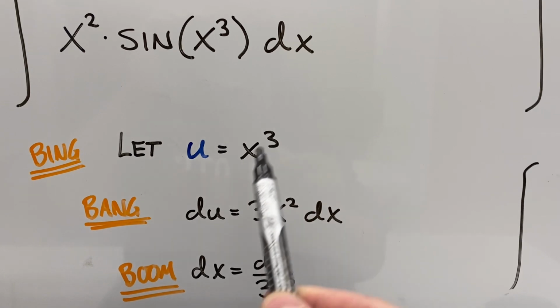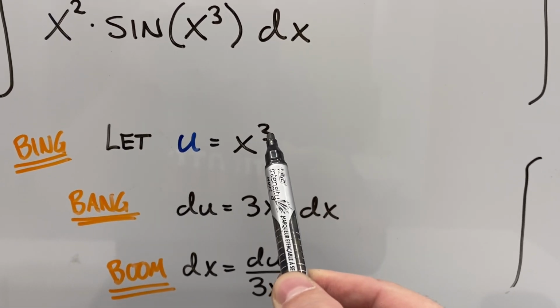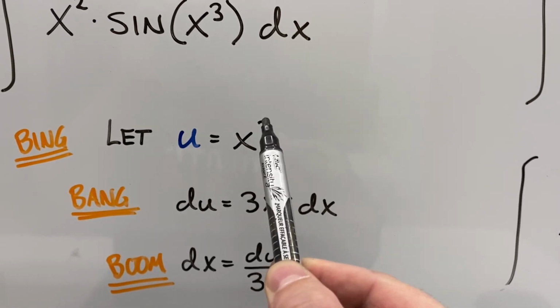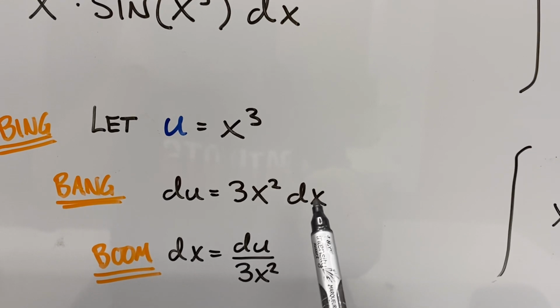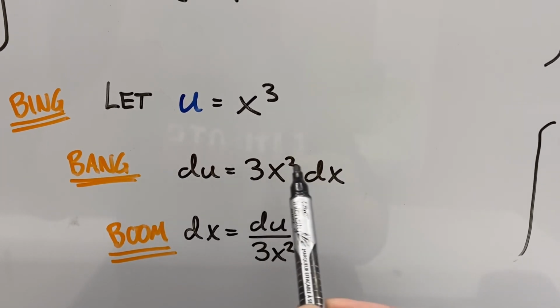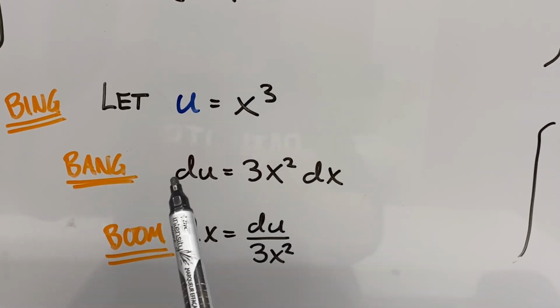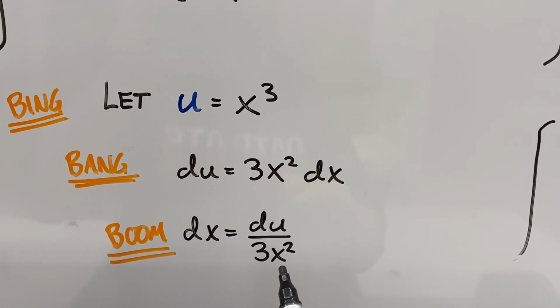Bang. Let's take the derivative of that and call it du. Using the power rule of derivatives, 3 comes out front, 3 minus 2 is 1, so du is equal to 3x squared dx. Boom, let's solve for dx. All we really have to do is just divide du by 3x squared. dx is equal to du divided by 3x squared.